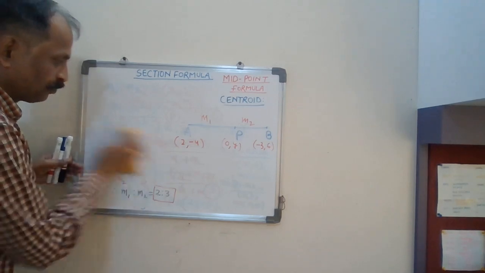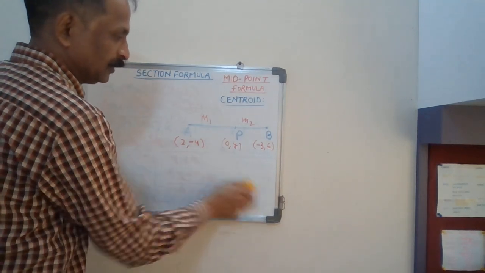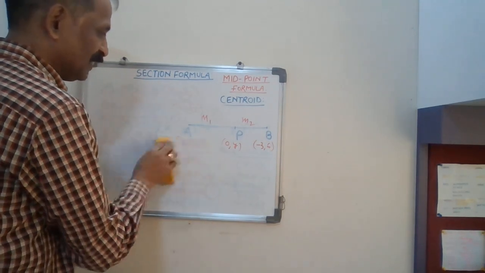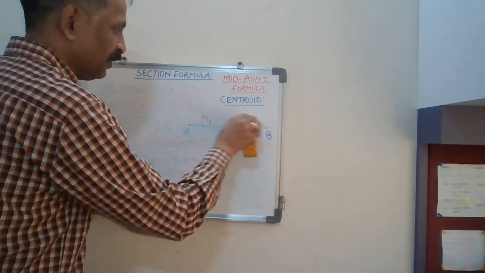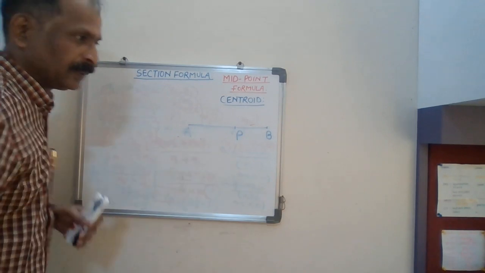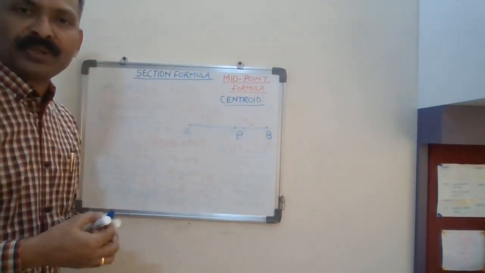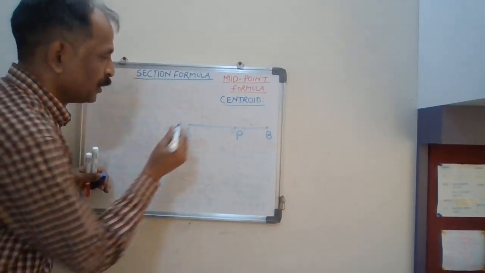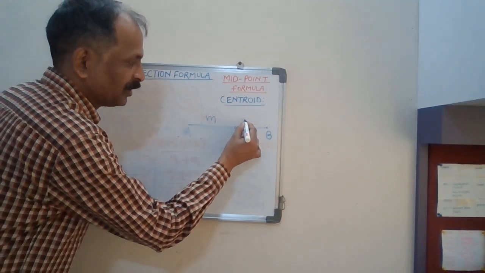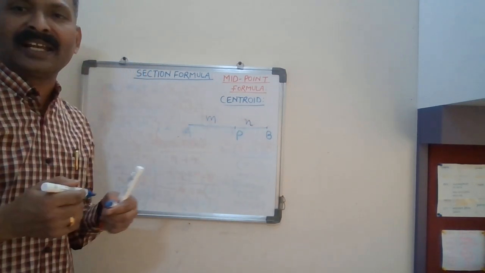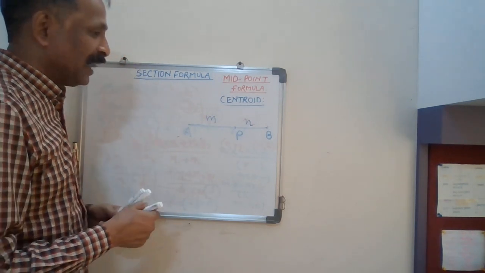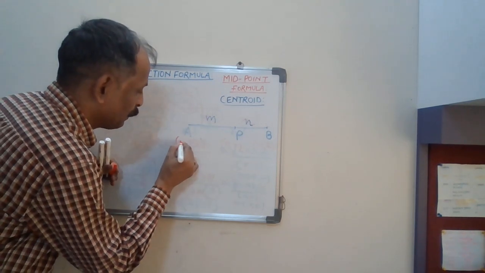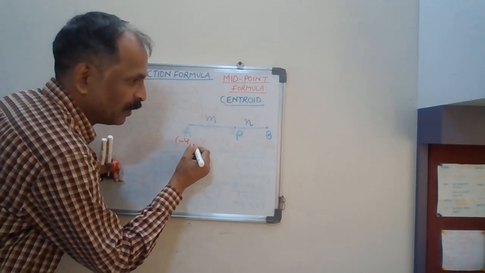This time the coordinates are changed. This time they have not given the ratio. Suppose this time I take m and n. So the ratio is not given, and this is m and n, because some children are habitual of taking m and n, so they will be happy. And this time A is given as minus 4 comma 3.